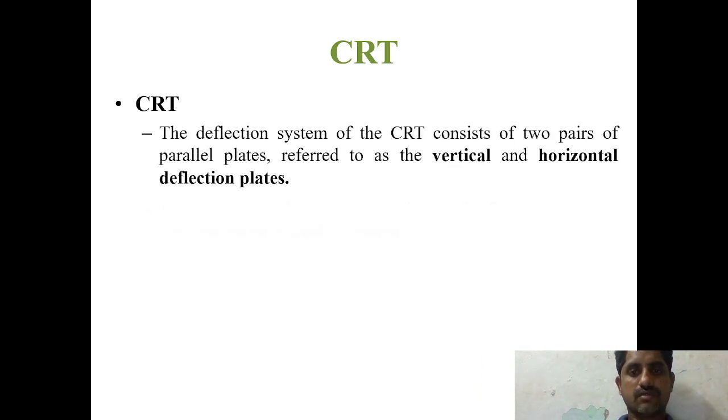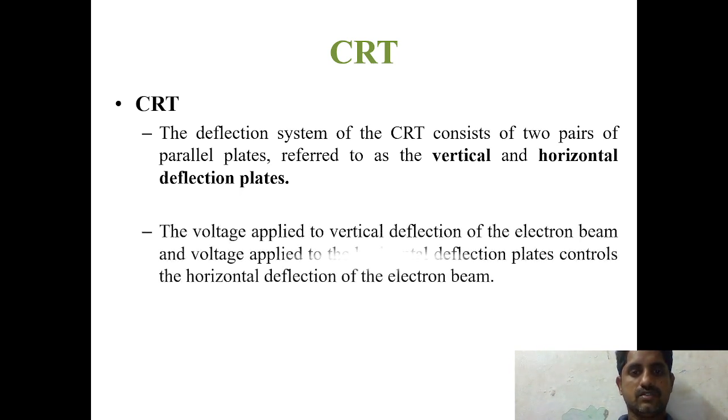The deflection system of the CRT consists of two sets of parallel plates, referred to as the vertical and horizontal deflection plates. Whenever we apply voltage to the vertical deflection plates, it controls the vertical deflection of the electron beam, and voltage applied to the horizontal deflection plates controls the horizontal deflection of the electron beam.